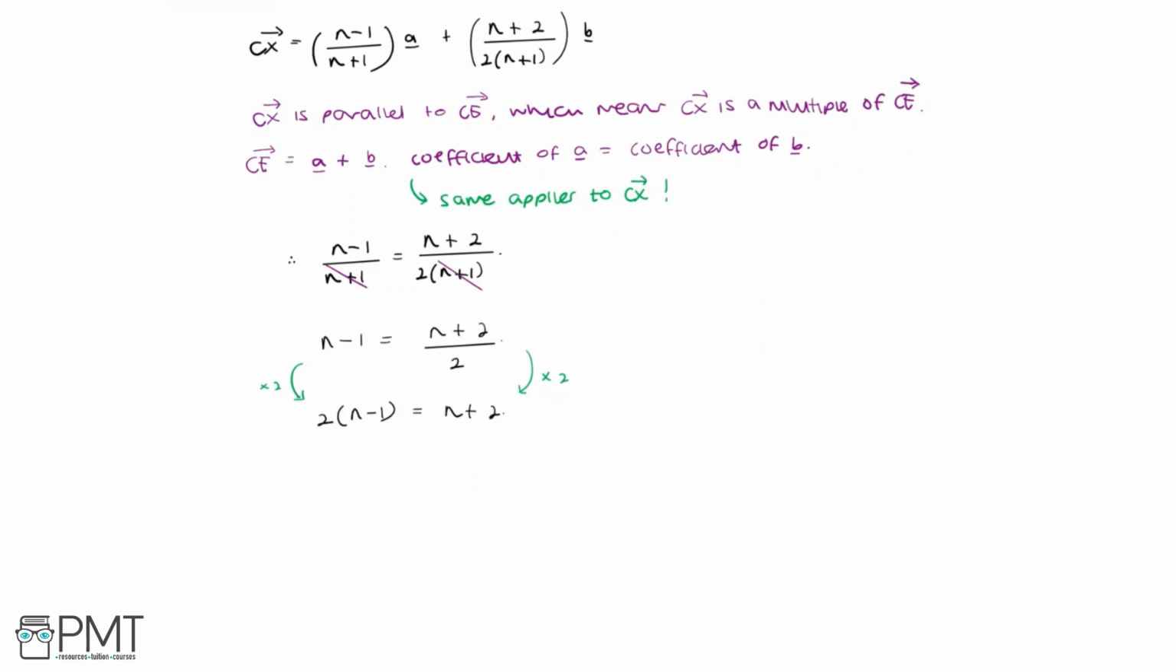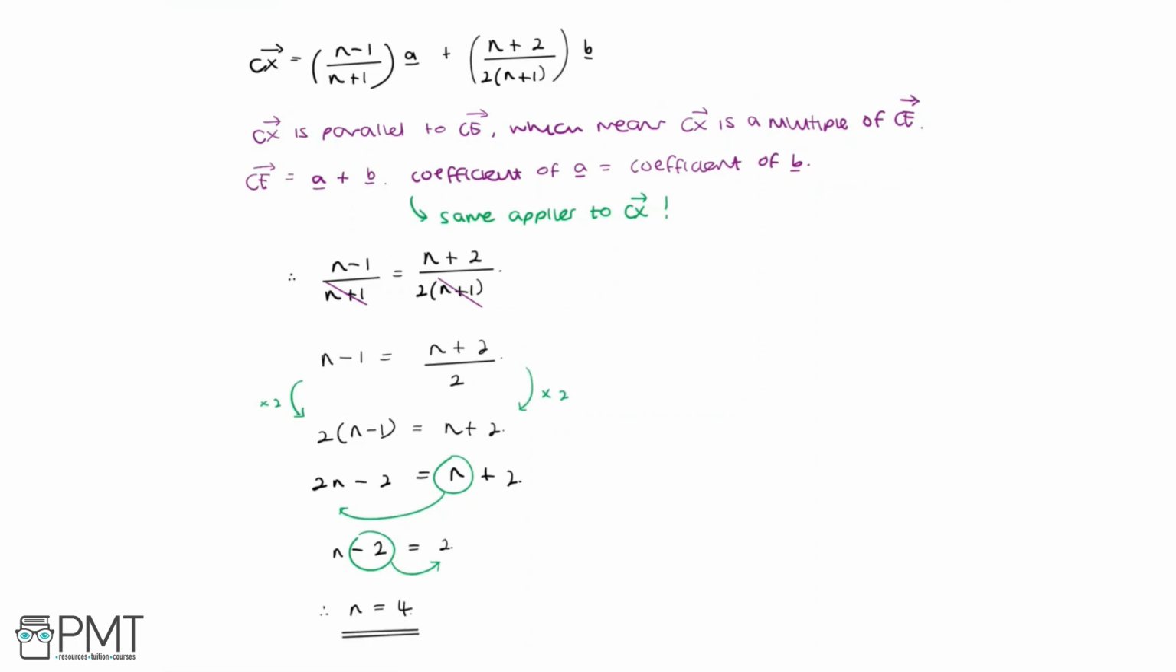Expanding these brackets, we can say that 2n minus 2 is equal to n plus 2, and we can move the n over to the left hand side by taking away n from both sides, leaving us with n minus 2 is equal to 2. We can move the minus 2 from the left hand side to the right hand side by adding 2 to each side, and so we're left with n is equal to 4. And so we've now completed part B and found that n is equal to 4.